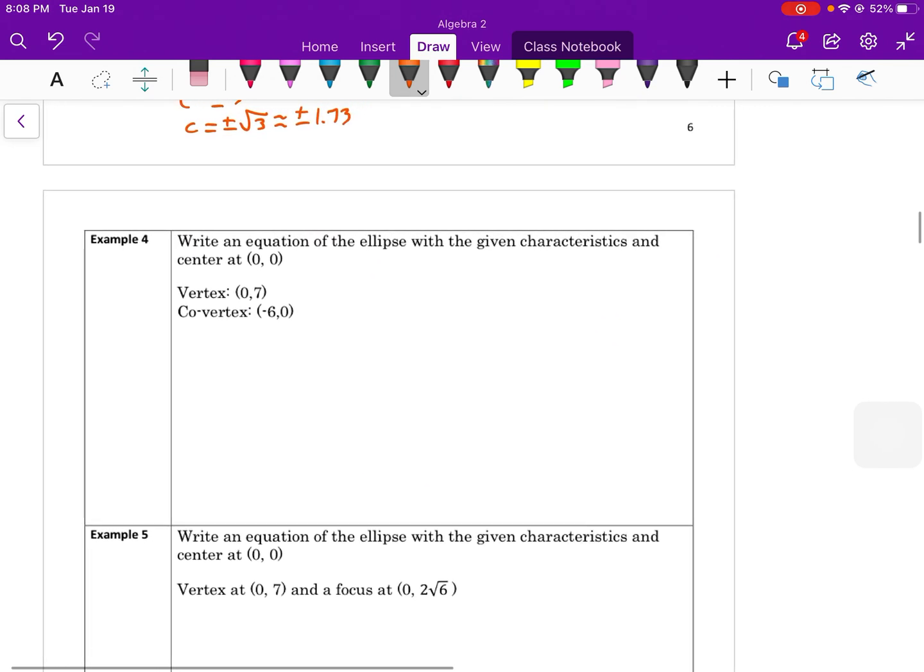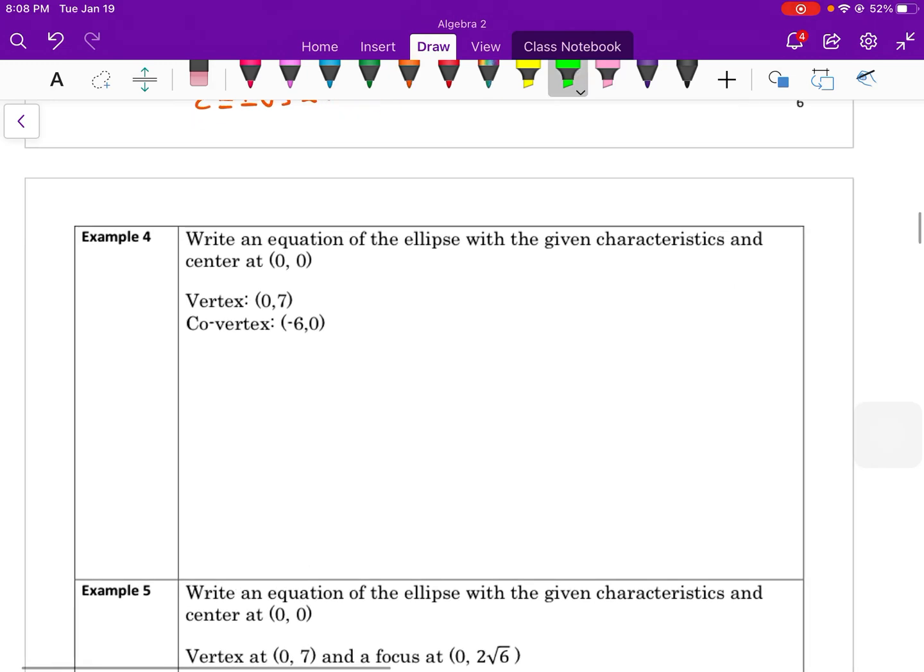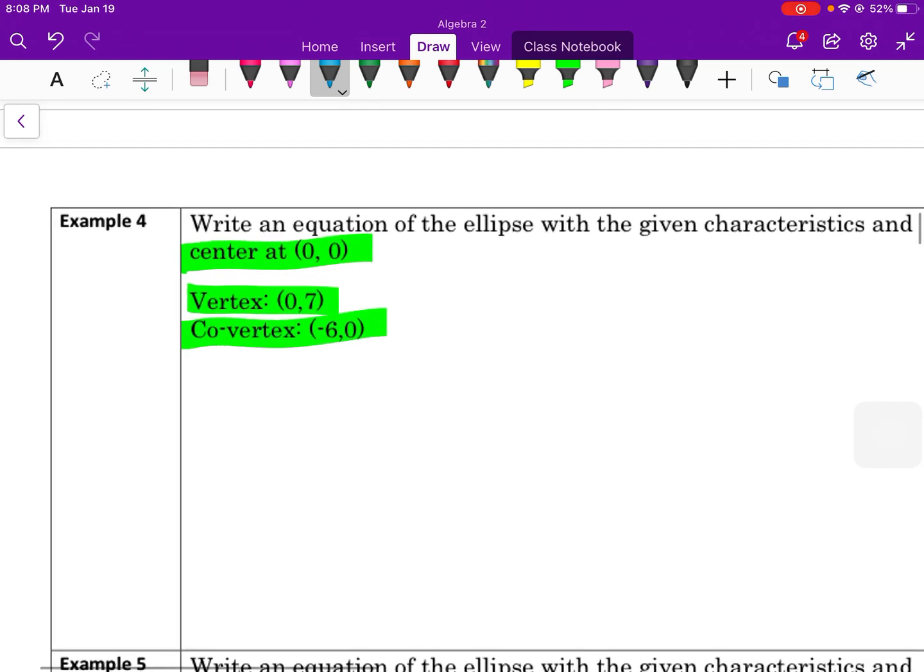Write an equation of the ellipse with the given characteristics and center at 0, 0. So we have some information where we know the vertex, the co-vertex, and the center. So with this one, first I would see which between vertex and co-vertex are bigger. Well, actually, the vertex, that's an indicator, right? The vertex is on the major axis, so this will be our a and this will be our b.